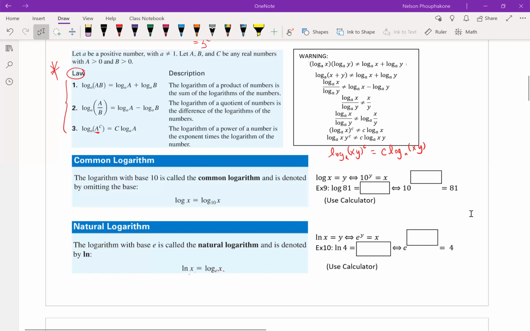So then here, again, I have log of 81, common log, is 1.9085, then 10 to the 1.9085 is equal to 81. And then ln of 4 is equal to 1.3863, and then e to the 1.3863 is equal to 4.